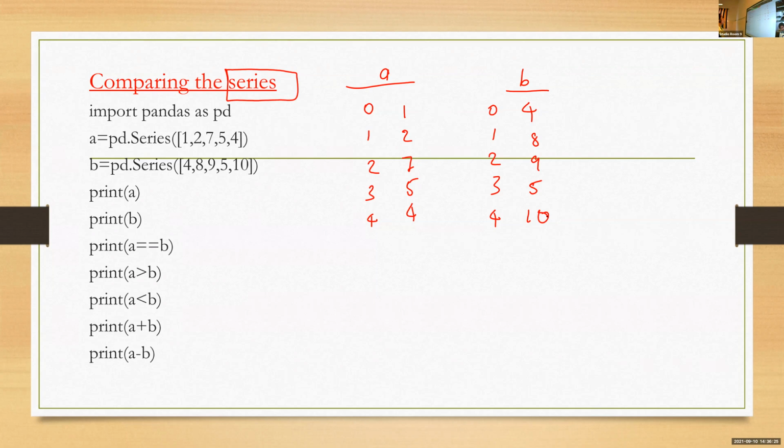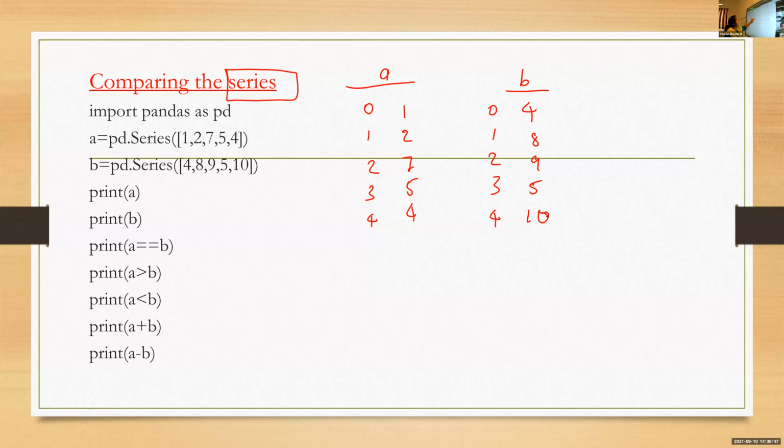So here I'm creating two series, A and B, using lists. It's not a data frame, it's a series. A is a series with a list of values, B is another series with a list of values. After executing these two statements, I'm using print A and print B. Print A, the output will display like this.